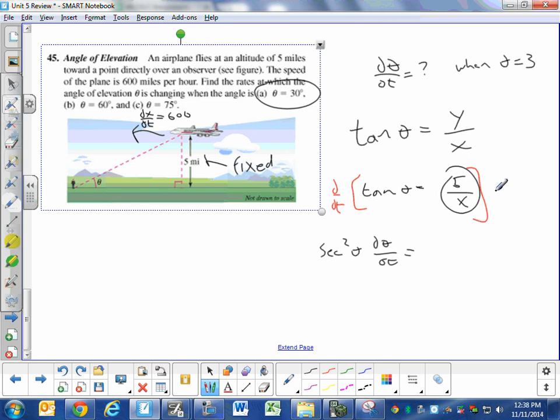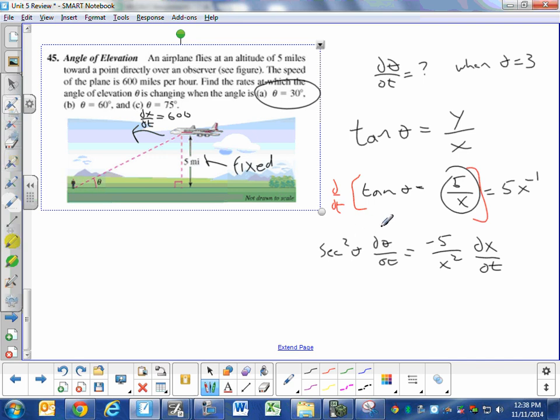When we have 5 over x, that's the same as 5 times x to the negative first. You either have to use the quotient rule, or you need to rewrite to know that this derivative is negative 5 over x squared, dx dt. Quotient rule can also help you.